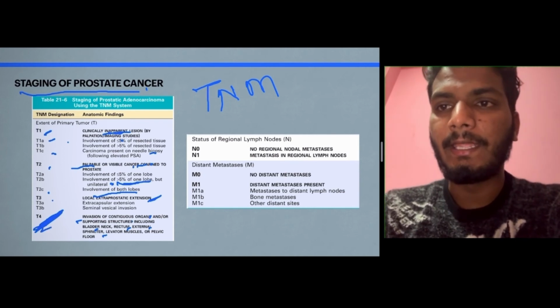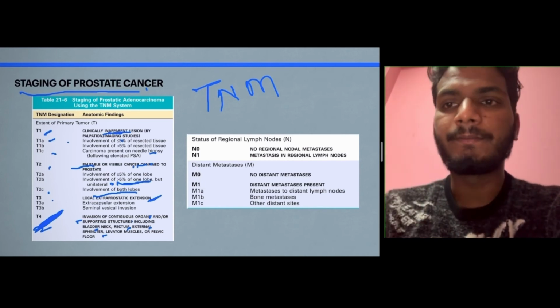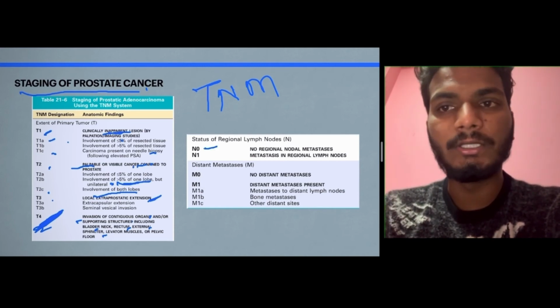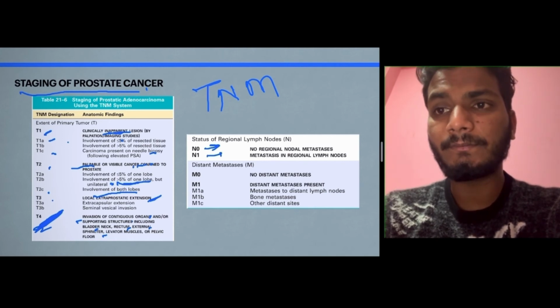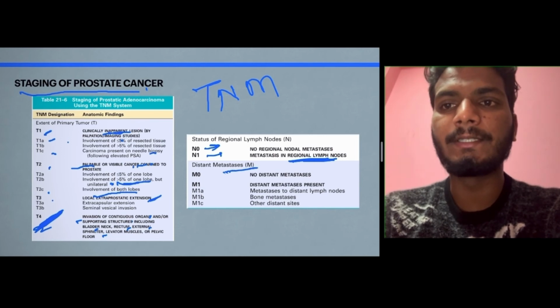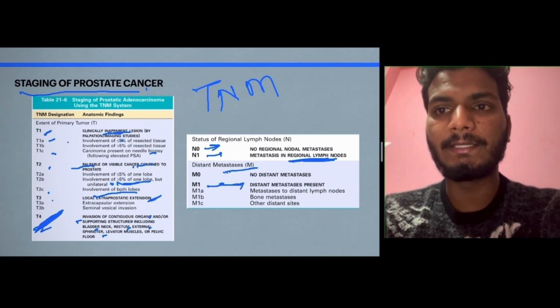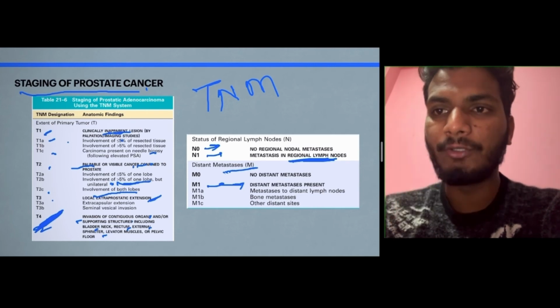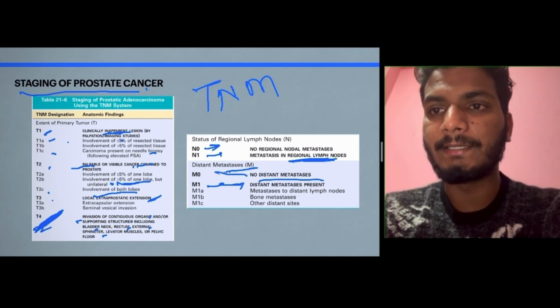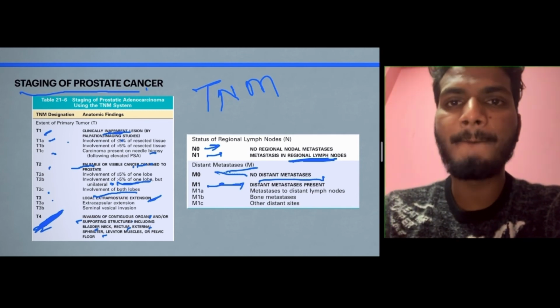And there is N. N represents the lymph nodes that are involved. So N0 means no lymph node involved. N1 means it involves the regional lymph nodes. And M refers to distant metastasis. So M1 is distant metastasis present, and M0 means there is no distant metastasis. So this is the staging of the prostate cancer.